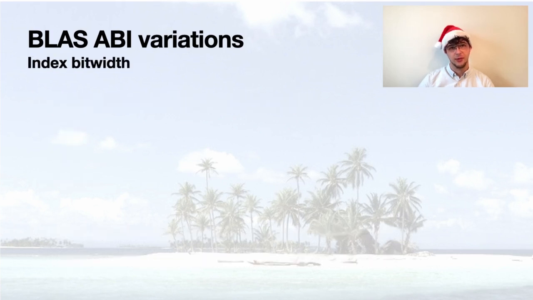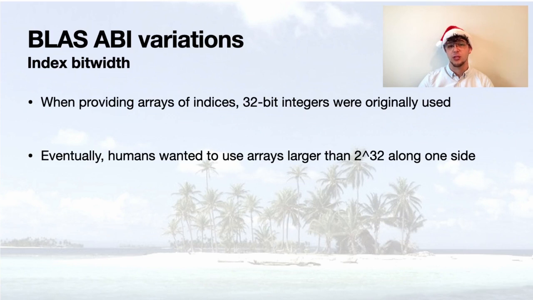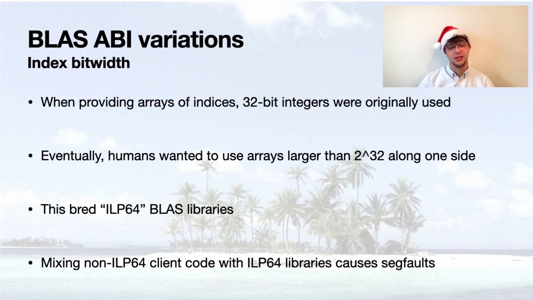Another example is index bit width, and this one's a little more subtle. When we're providing arrays of indices to some of these functions, 32-bit integers were originally used. However, eventually, humans wanted to use arrays larger than 4.5 billion along one side. This bred ILP64 BLAS libraries, where they use 64-bit indices instead. Mixing 64-bit index client code with non-64-bit index libraries can cause seg faults, where two consecutive 32-bit integers end up getting interpreted as a single 64-bit index.